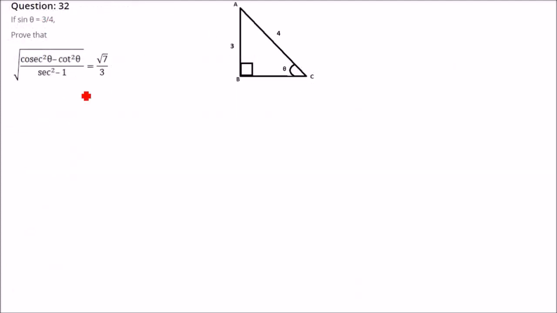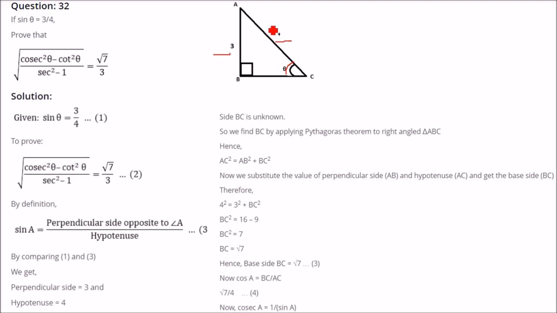Sin theta is 3 by 4. We have to solve this. So once sin theta is given, this is perpendicular upon hypotenuse. If we take this as theta, perpendicular is 3, hypotenuse is 4. So what will this be? We already know how to find this. We have to take 3 square plus x square will be 4 square. That is 4 square minus 3 square under root. 4 square is 16, 3 square is 9. What do you get? You get 7. And you have to take a root. So this is root 7.